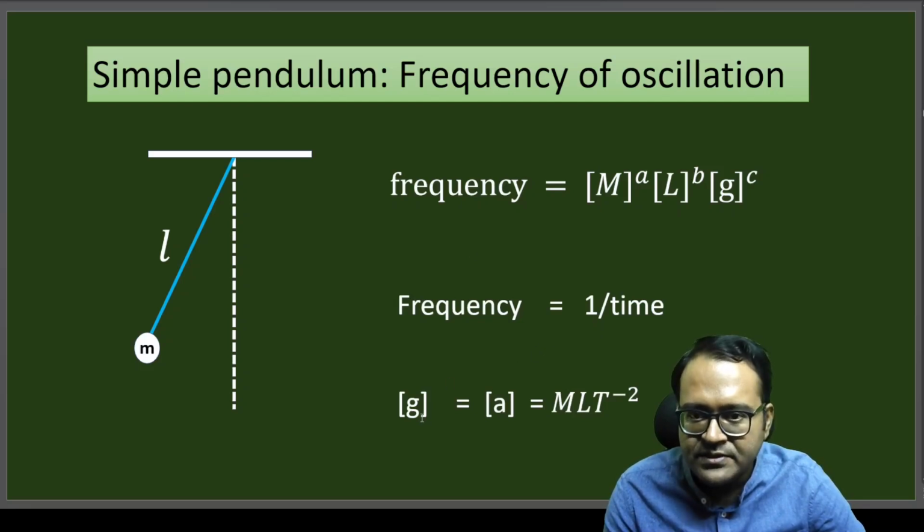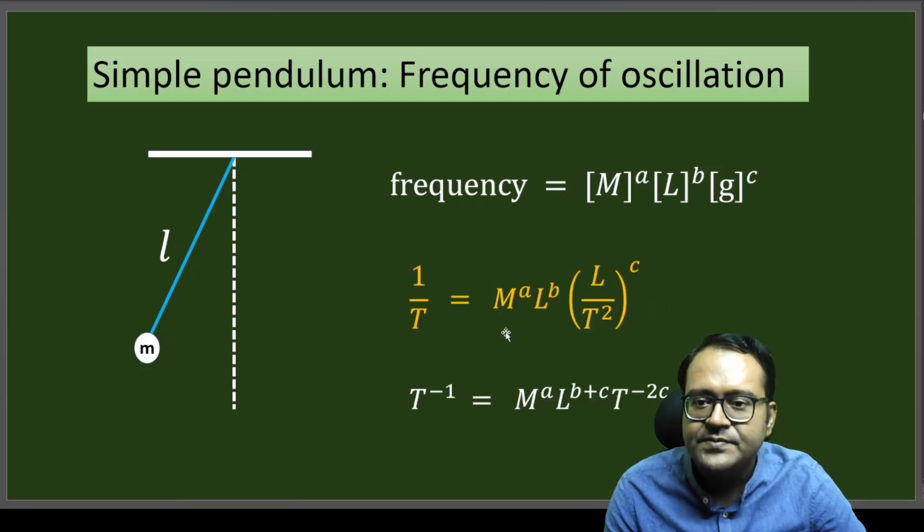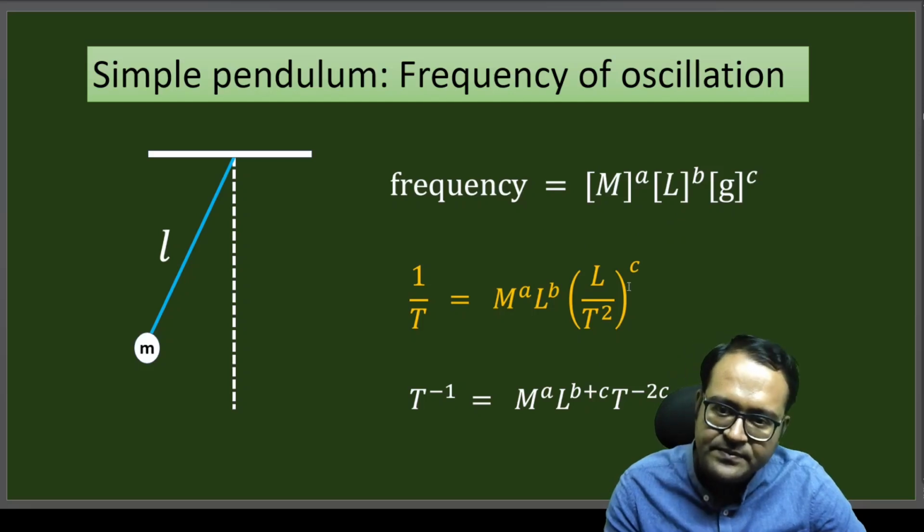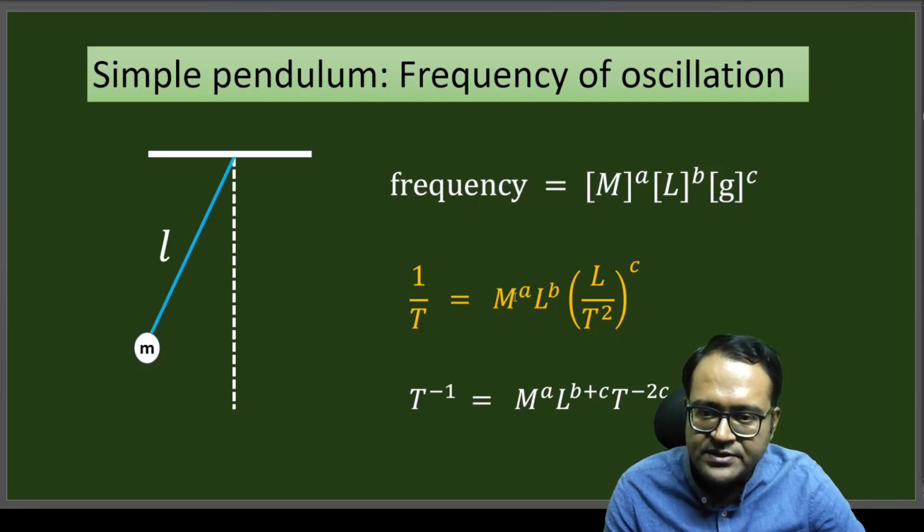The dimension of g is just the dimension of acceleration. Sorry, this is not the gravitational constant, this is gravitational acceleration. The gravitational constant is capital G. This is the acceleration of gravity, so this is simple acceleration, and its dimension is L T to the minus 2. So we just equate it. 1 by t on the left-hand side. Right-hand side is m to the power a, L to the power b. L is the length of the thread, m is the mass of the bob, and g is L by t square, this to the power c.